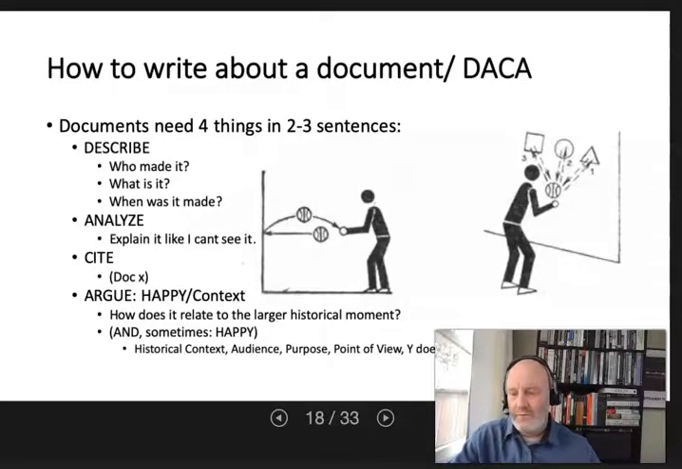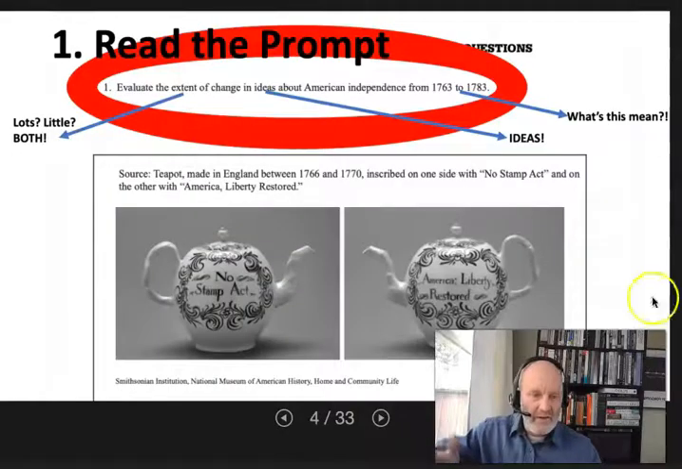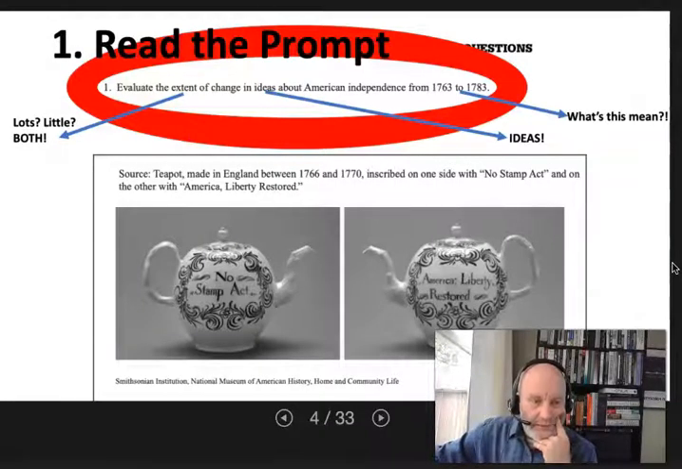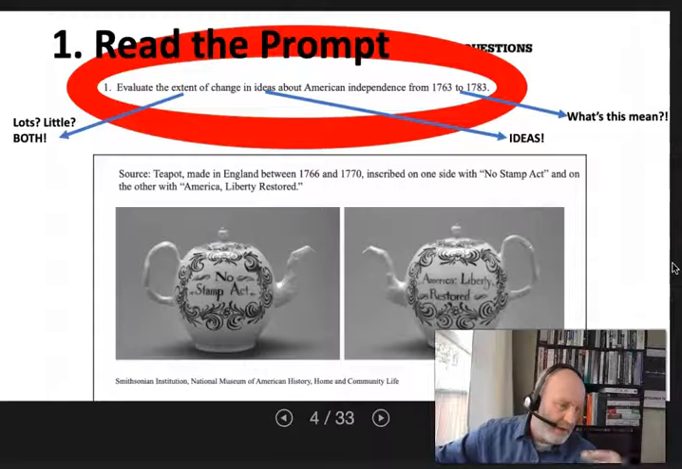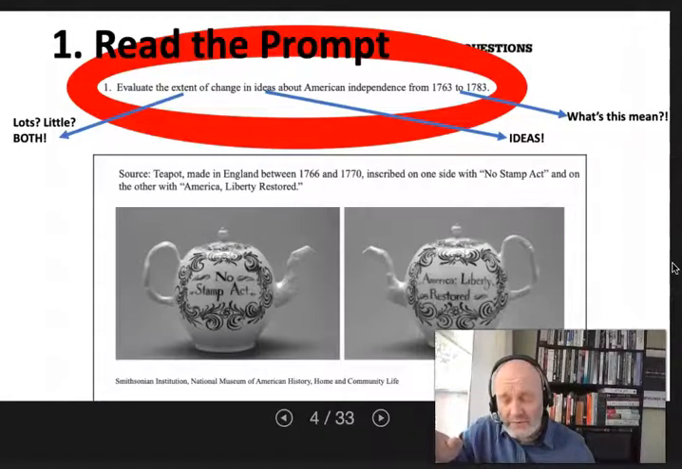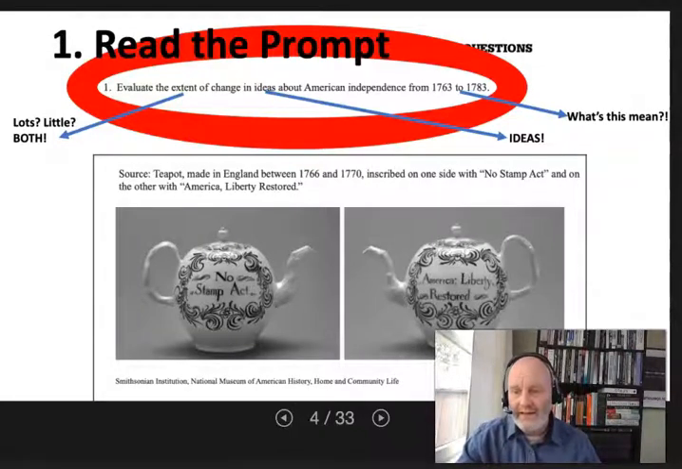So again, to go back to one of these examples here. A teapot created in England between 1766 and 1770, inscribed with no Stamp Act, shows on the one side of the pot a declaration of no Stamp Act, where on the other side of the highly decorated pot, we have a phrase, America, liberty restored. That's just like, if I couldn't see the thing, I can now visualize what it looks like. So that is the D, the description.